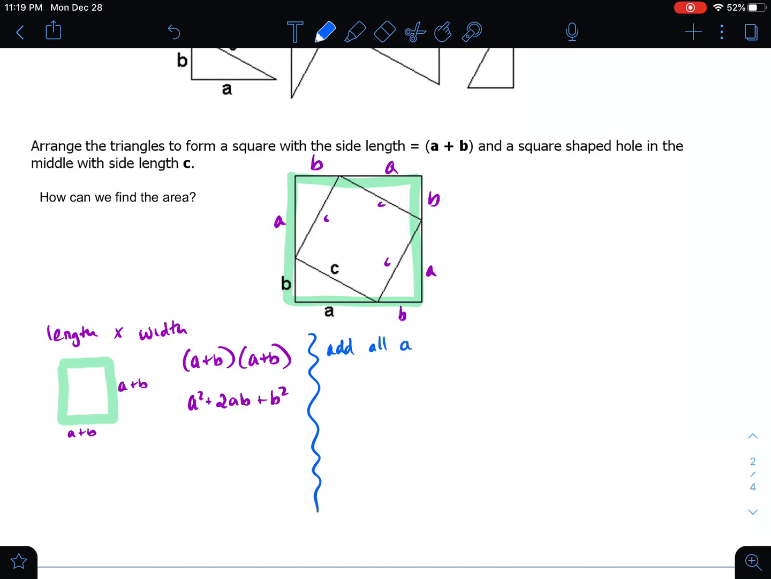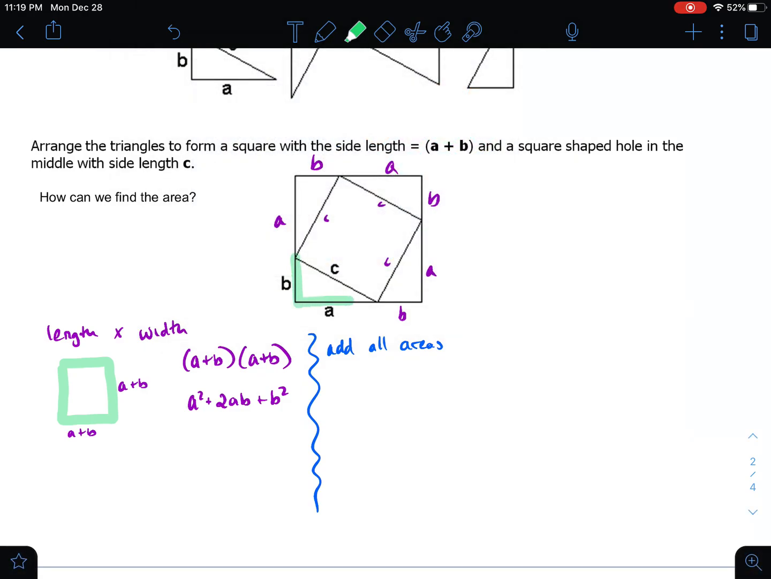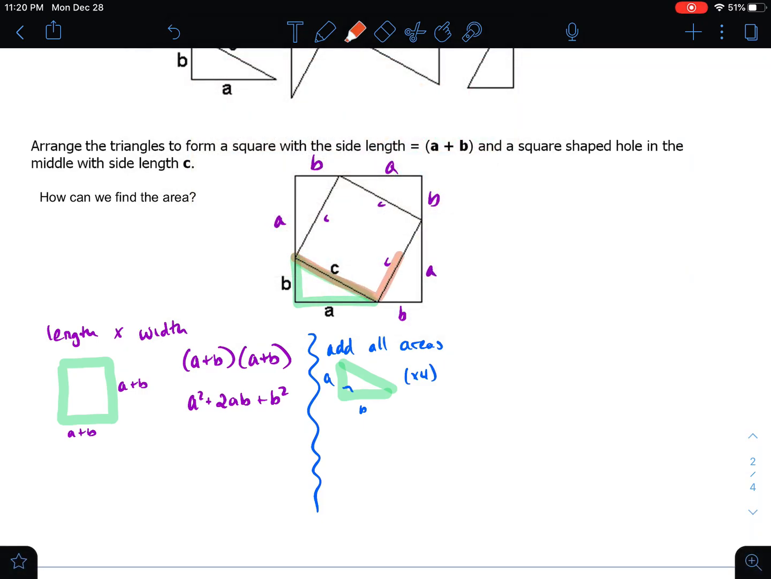Another way would be to add all of the areas. So I see that we've got 4 of these triangles with legs of length A and B, and then 1 square with side lengths C.